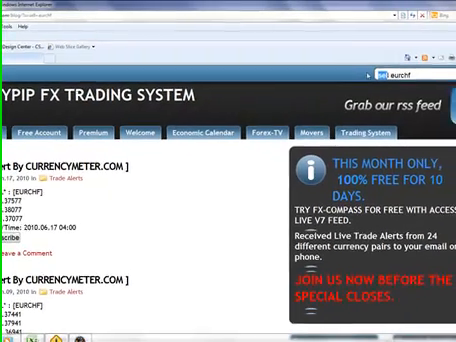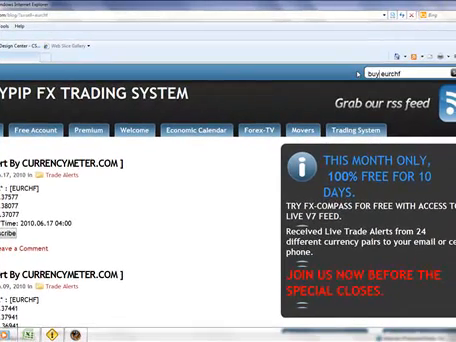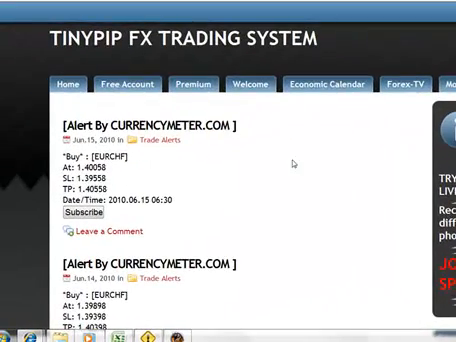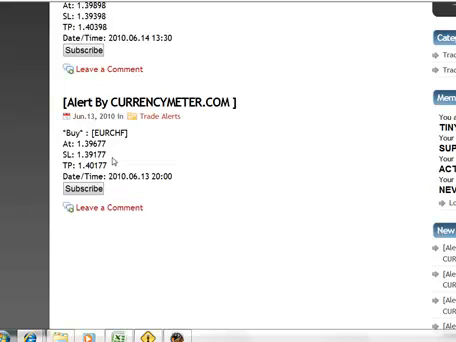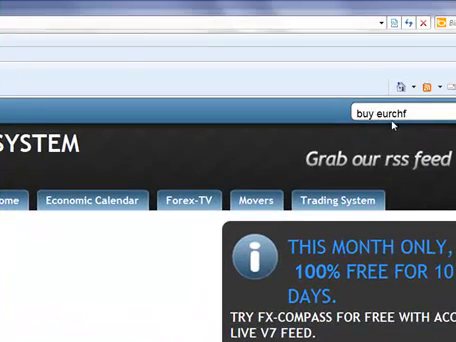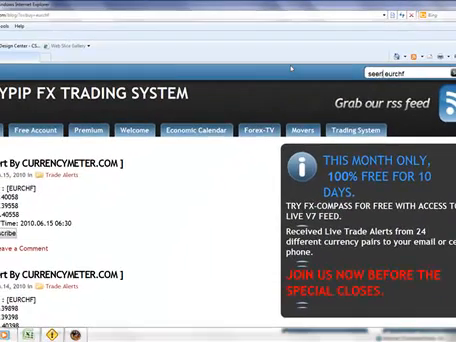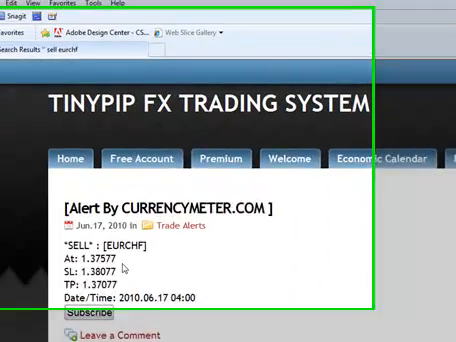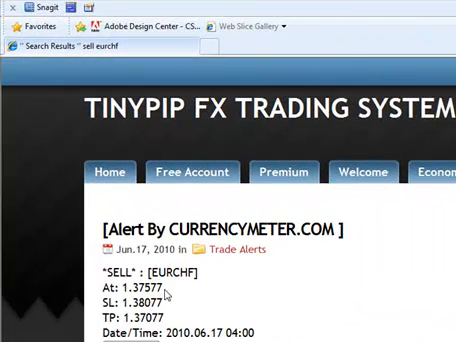So we're going to check for buying. Okay, we can see that on the 13th there was a buy alert for this pair at 139.67.7, and on the 15th, which is the last one, it went up to 140.05, which means this was a positive trade. So the last time this pair was bought was on the 15th. On the 17th we received a sell signal, which is this one. It says to sell Euro CHF at 37.577. Now, once we know those things, we need to go to the chart.